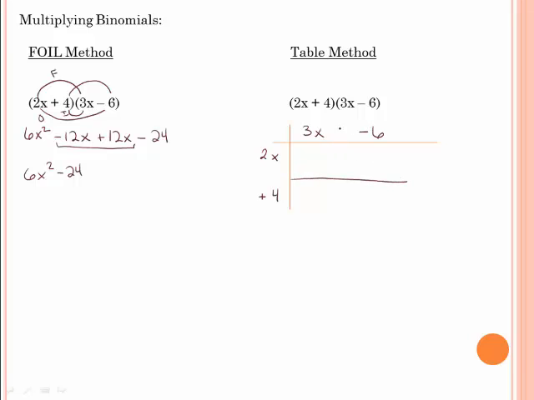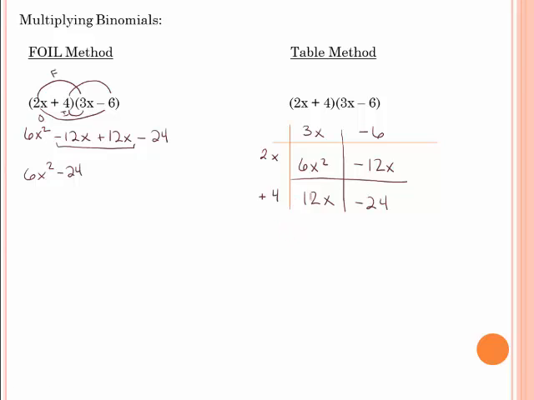I add boxes in between each of the terms, and this works the same way a multiplication table works. So when we use a multiplication table, you multiply this by this to fill this box. So 2x times 3x gives me 6x squared. 2x times negative 6 gives me negative 12x. 4 times 3x gives me 12x. And 4 times negative 6 gives me negative 24.